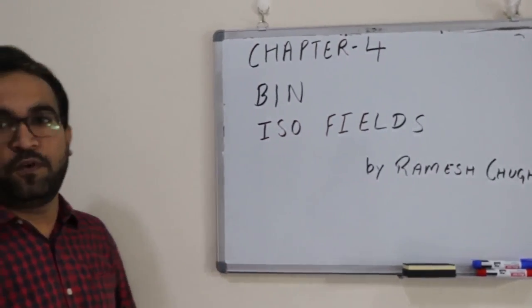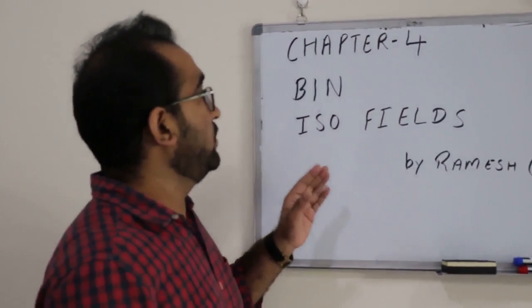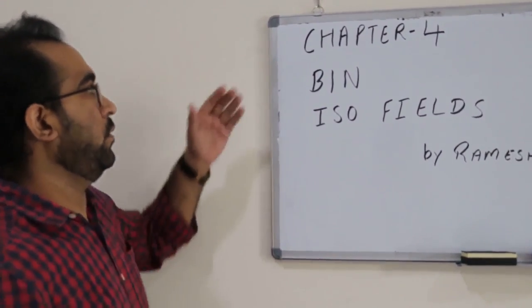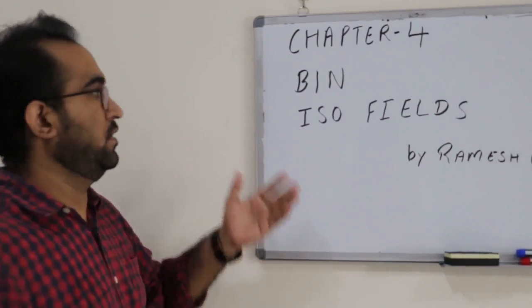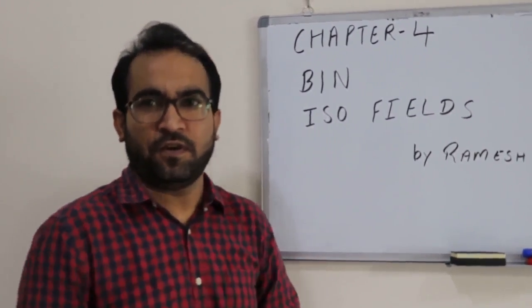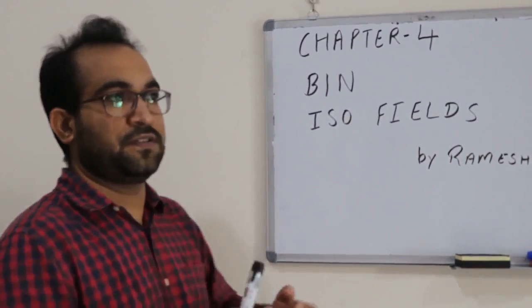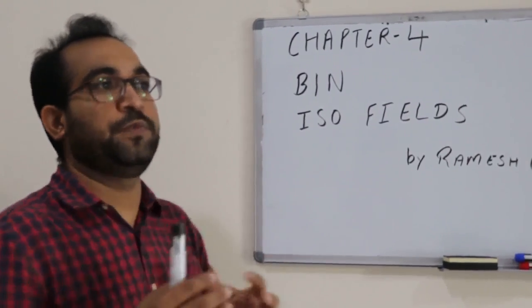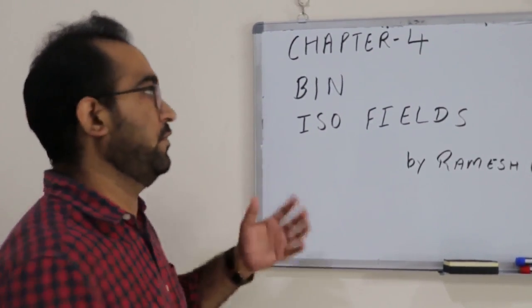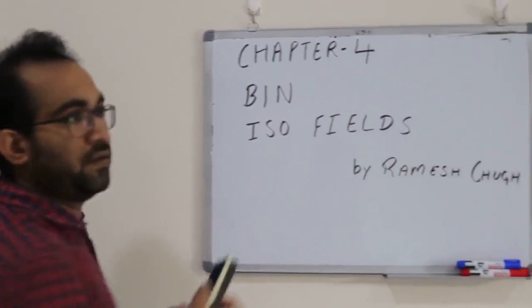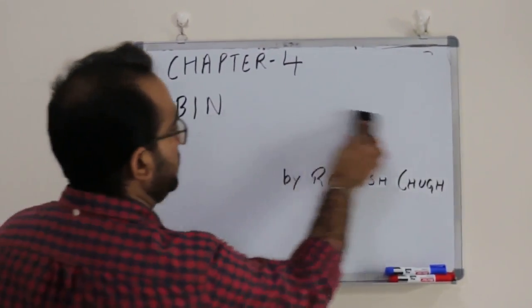Today in chapter 4, we are going to cover a few more basic concepts of card and payment. One is the BIN, what is a BIN? And the other one, a few of the ISO fields, 3 or 4. So that when we are discussing some other topic and we are using these terms, you should be able to understand what we are referring to. So let's start to understand what is a BIN and what are a few of the ISO fields.